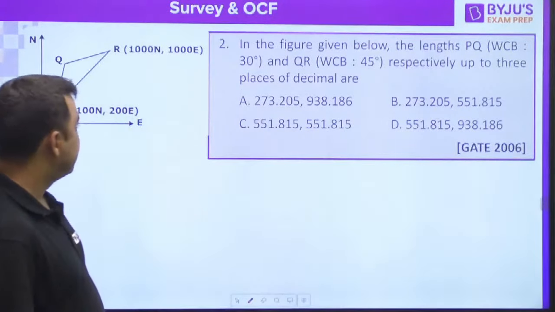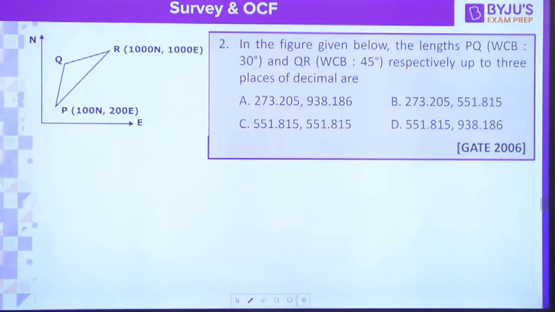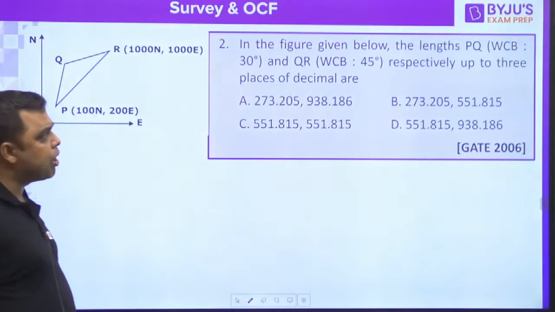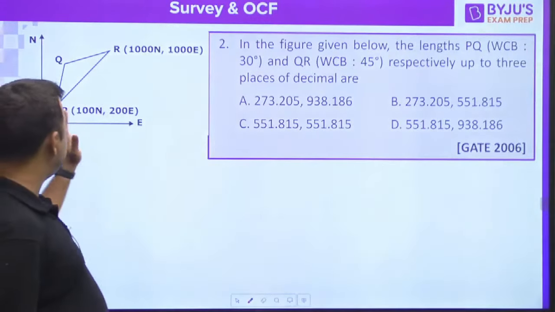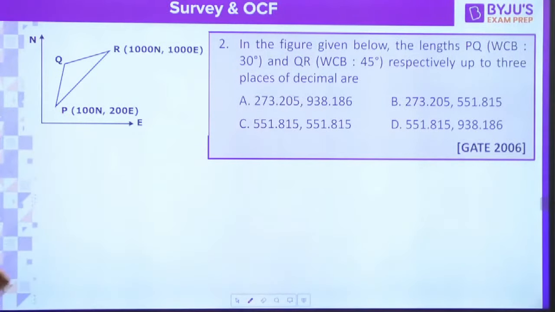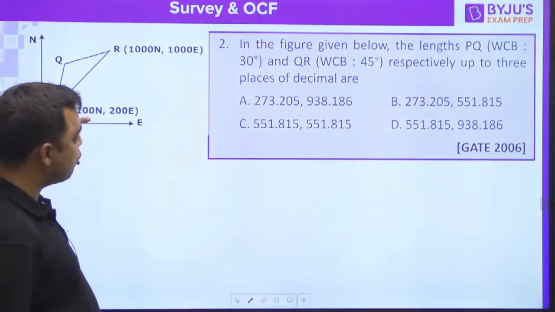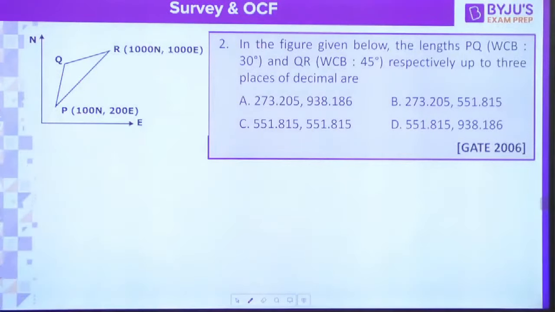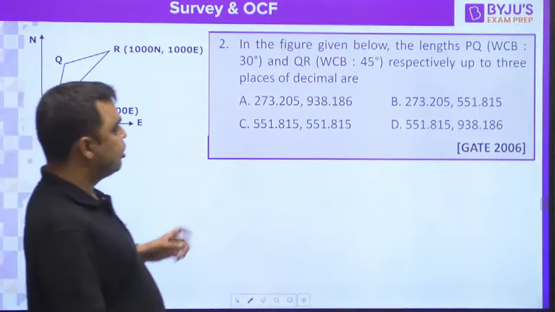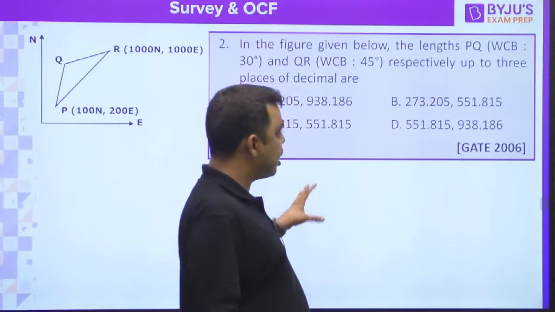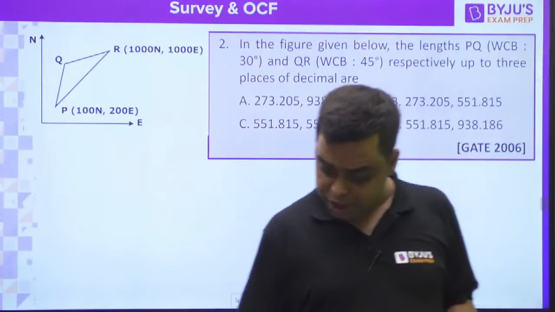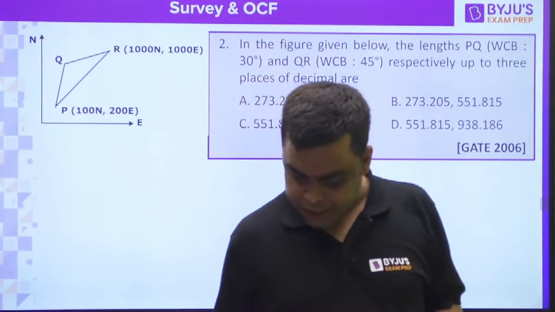This is our next question, that is in the figure given below. The lengths PQ, with WCB 30 degree, and QR, with WCB 45 degree respectively, up to 3 places of decimal. We are provided the WCB of PQ as 30 degree and QR as 45 degree. We need to determine the length of PQ and QR up to 3 decimal places.